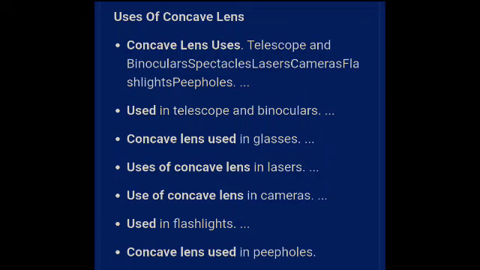Next topic is uses of concave lenses. Some uses are given here. Concave lens is used in telescope, in binoculars, spectacles, cameras, flashlights. Then used in telescope and binoculars. Then concave lens is used in glasses. Then in lasers.